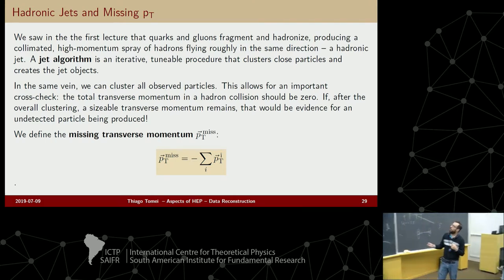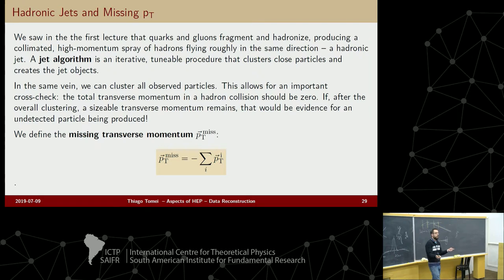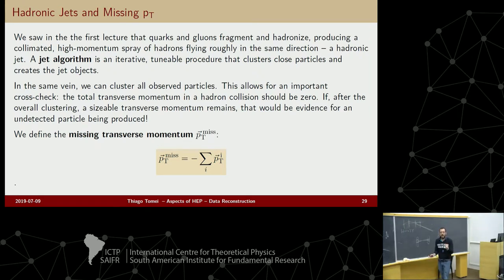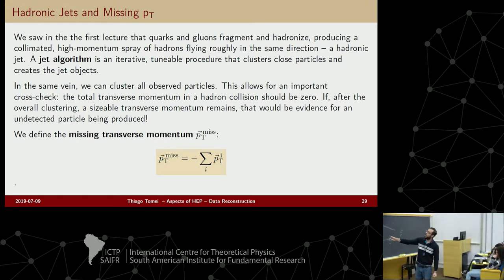Now, with particle flow, you can actually run the same algorithm. And what's the jet algorithm? It's an iterative, tunable procedure that clusters particles that fly together. And then it tells you, this is a jet. Of course, it's tunable. You can tell it how close the particles have to be. But that's something that the theoretical calculations can help you decide the parameters. In the same vein, you can cluster all the particles that were observed. And this allows for an important cross-check.